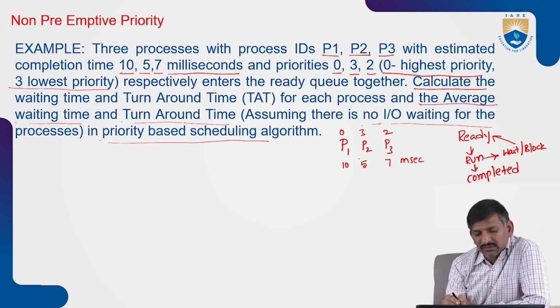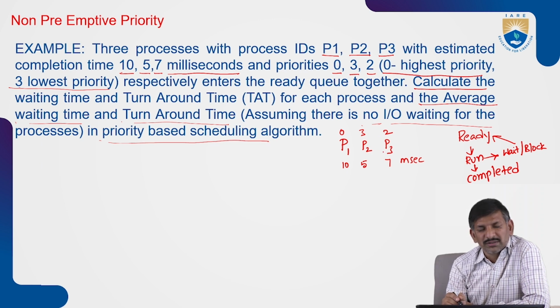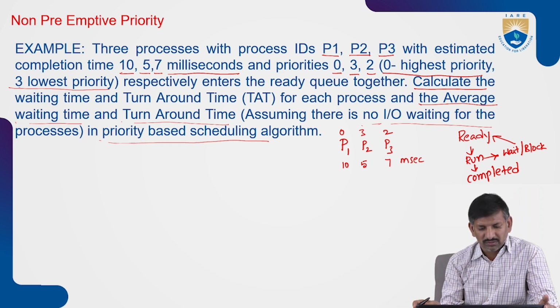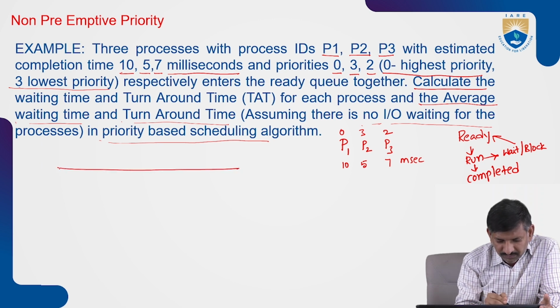So 3 processes with process IDs P1, P2, P3 with estimated execution times of 10 milliseconds, 5 milliseconds and 7 milliseconds. The priority of P1 is 0, P2 is 3, P3 is 2. Here 0 is the highest priority and 3 is the lowest priority, as per this requirement. So we need to calculate the average waiting time and average turnaround time. You can take a timing diagram.